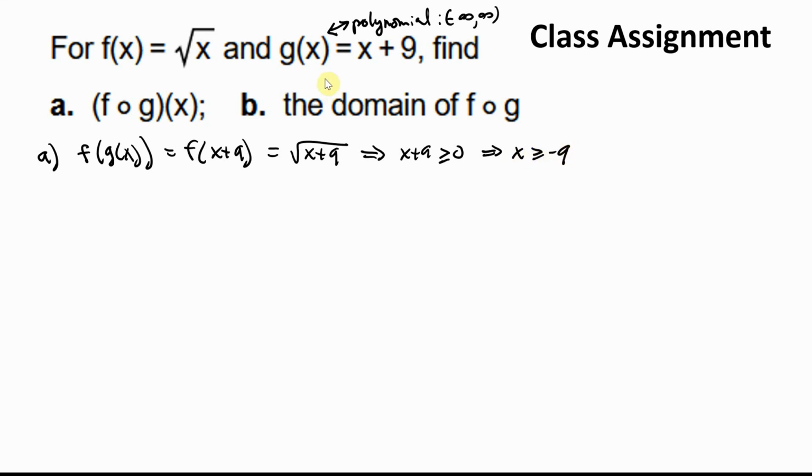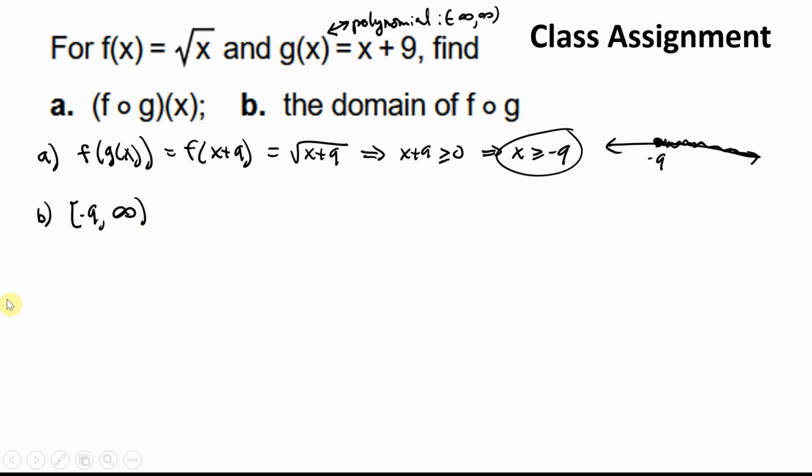Well, since there's no restriction on g, but there's a restriction on f composed with g, my domain for part B is just this guy right here. So look at the number line. Find negative 9, everything bigger than that and also inclusive of it. So we start at negative 9 and, bless you, we go to positive infinity. And folks, I think that should be it.